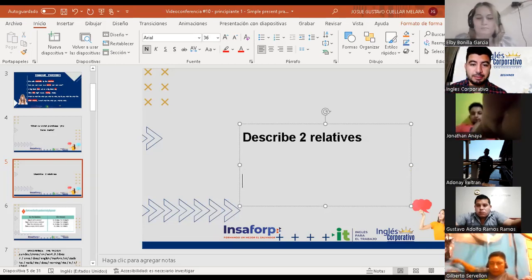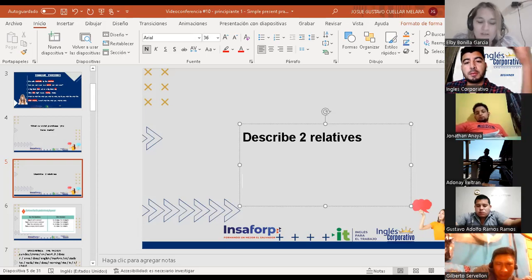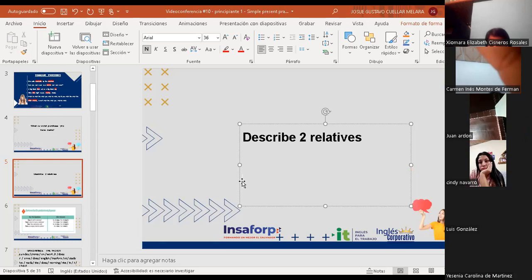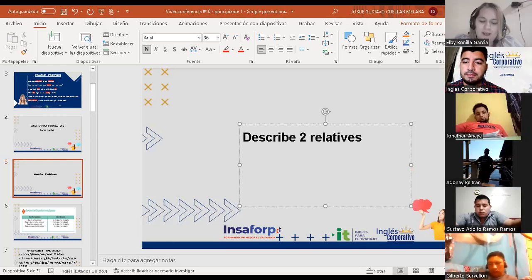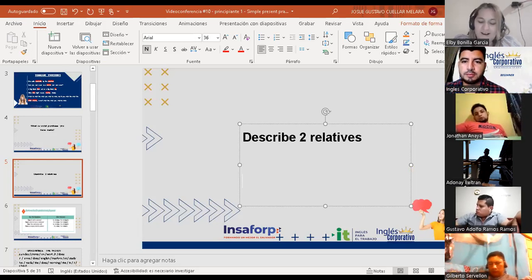Okay, let's listen to Elvin and then we go with Gilberto, que tiene una grande gana de participar. Description of my daughter, Rocío. She is 22 years old. She's studying 5 years of medicine at the University of El Salvador. She has long hair, and it is red. Her eyes are brown. She is small. She is very intelligent. And she likes music.